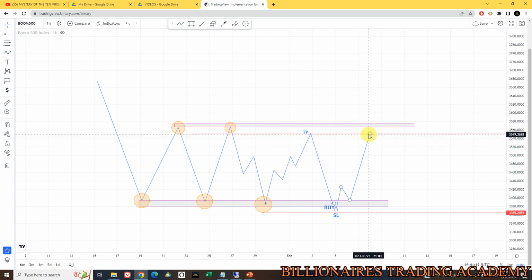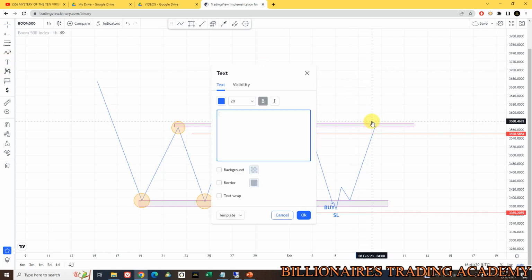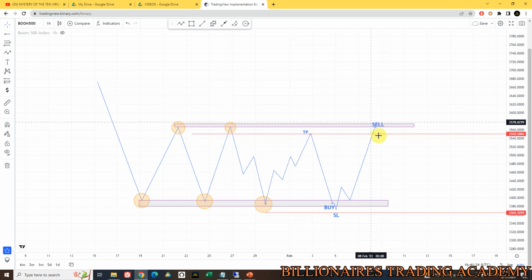Now, in a case whereby it comes to this point, you can now take a sell. I'm teaching you how to trade based on support and resistance. You can now take a sell in that zone, right? Yes. So this is why we said we buy at support and we sell at resistance.